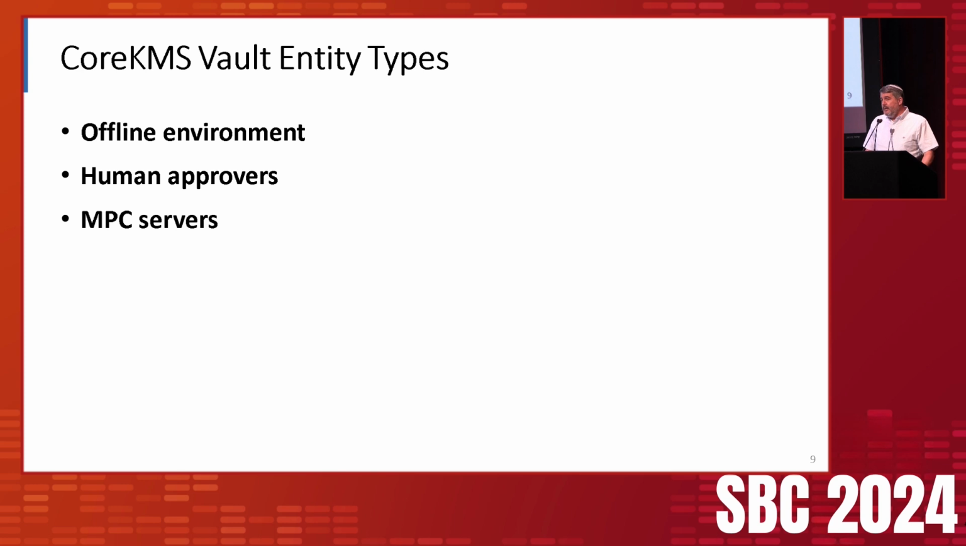Okay, so we have three entity types in CryptoCurrencies Vault. We have an offline environment, we have human approvers, and we have MPC servers. I'm going to go through each of the different entity types, and then I'm going to talk about how we actually carry out the operations.